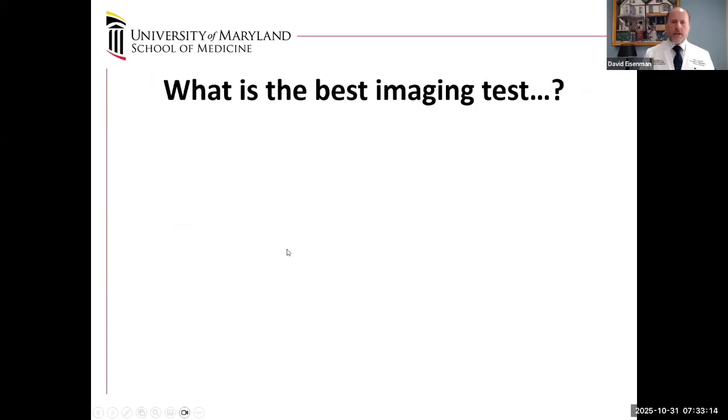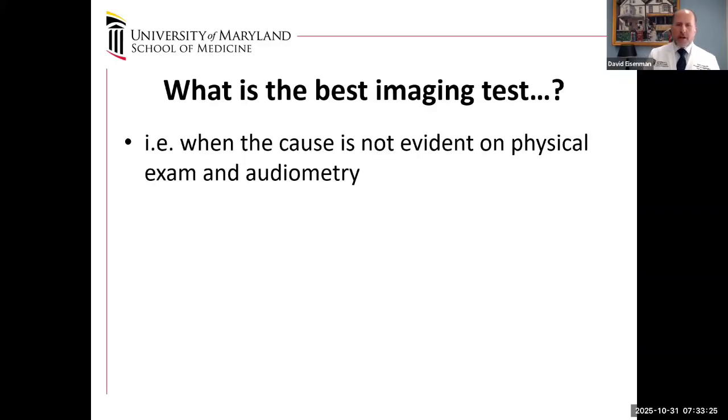to pulsatile tinnitus. So this leads you to the next question, which is a very important one that gets asked all the time. What's the best imaging test? When you're asking this question, what you really are asking is, what's the best imaging test when the cause is not evident on physical exam or audiometry?